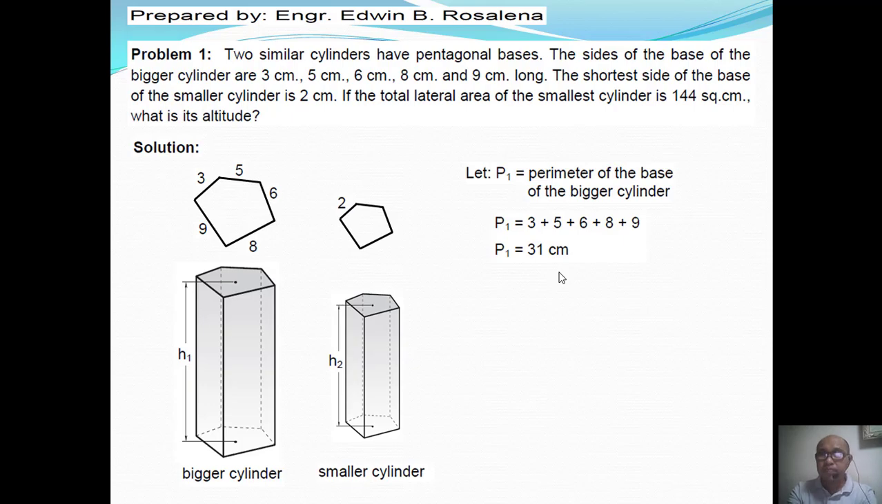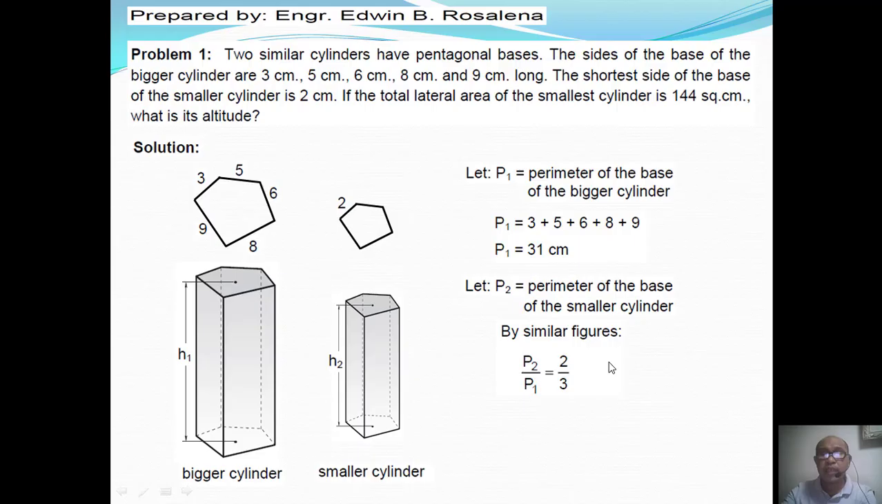Okay. So I have P2, the perimeter of the base of the smaller cylinder. I cannot sum up the sides, so I will just use the proportion, the similarity theorem. By similar figures, P2, the perimeter of the small cylinder, is to P1 equal to 2 over 3, the ratio of the shortest side to the shortest side. So we have P2 over 21.